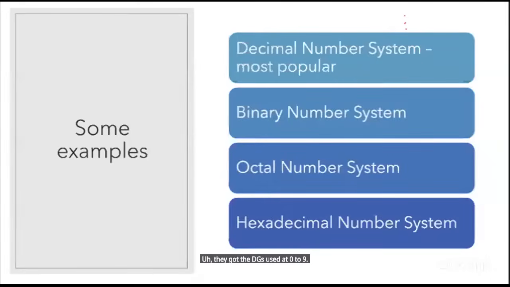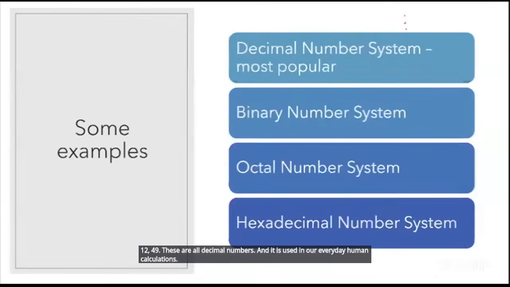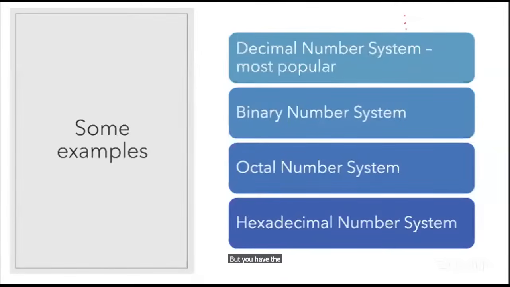Example, any number you can call 456, 300, 19, 12, 49. These are all decimal numbers. And it is used in our everyday human calculations. But you have the binary number system, which is used by the machine. You have the octal number system, you have the hexadecimal number system, and also other number systems.